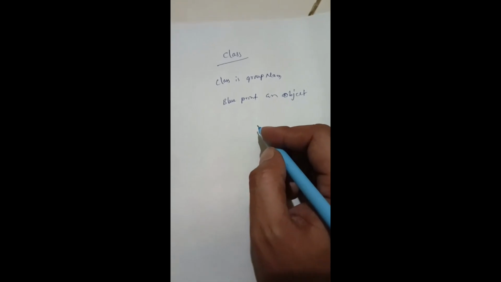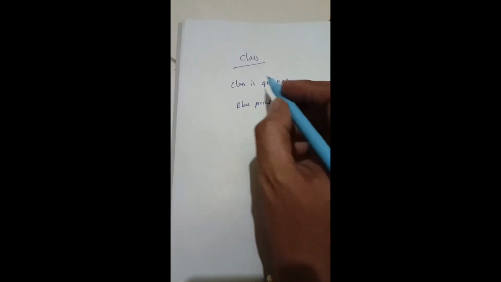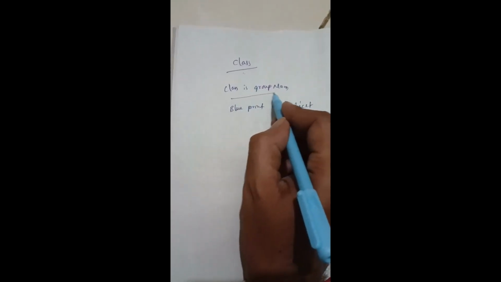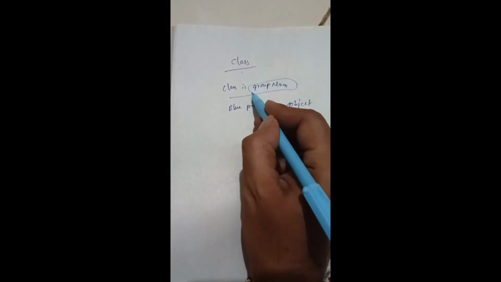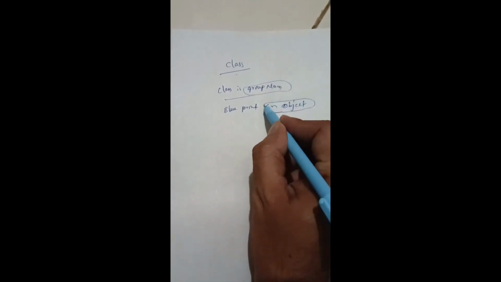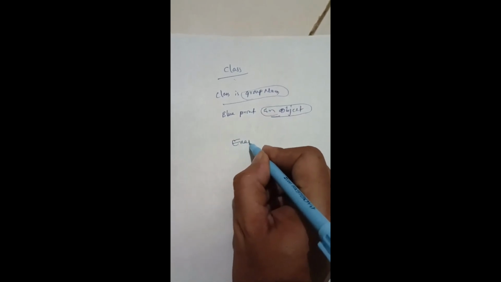Hi friends, another important topic in object oriented programming is the class. Class means group name, or otherwise the blueprint of an object. First, what is the class? Example of class.